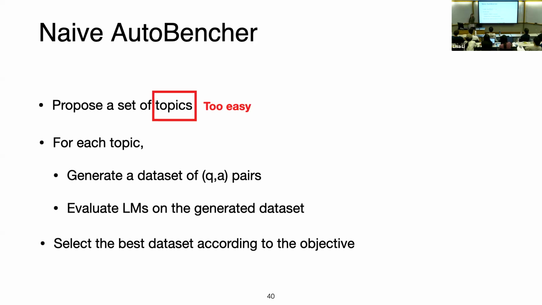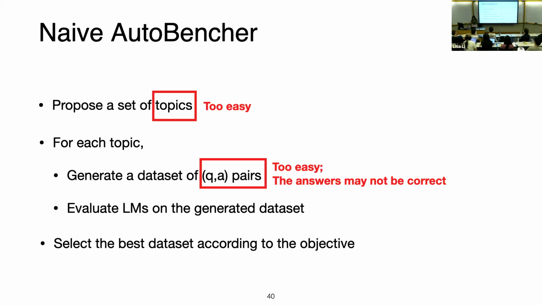This naive design has several problems. First, the topics proposed by the language model might be too easy. For example, a topic such as important events in World War II might be too easy, so that the result is no longer very novel. Another problem is that the generated questions might also be too easy if we purely generate from a language model. It might just ask questions that all the test taker models can answer correctly, like who was the first president of the United States. Also, the answers may not be correct because they are model generated.